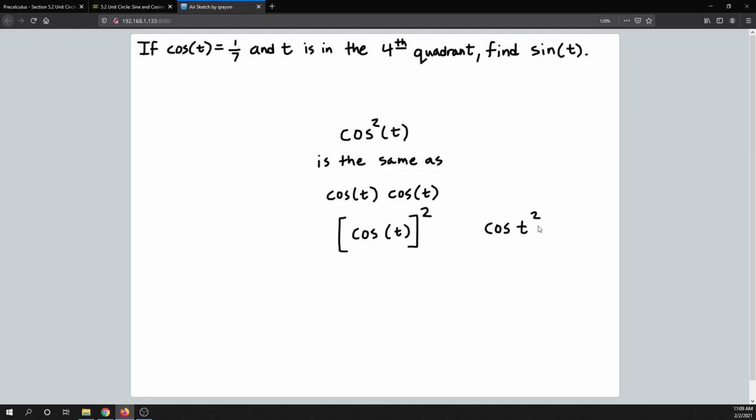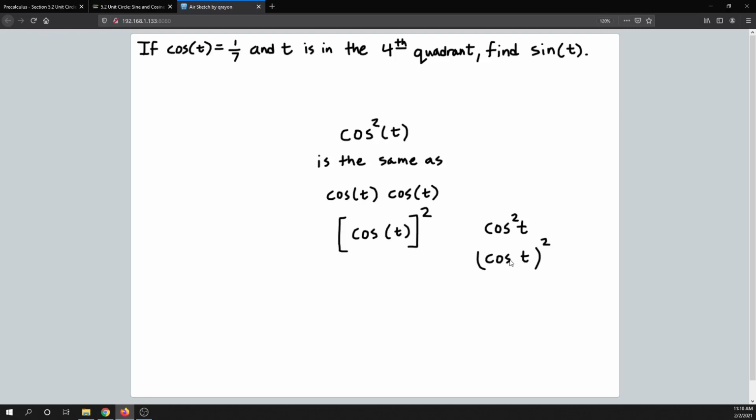A lot of times you'll see people write it like this, which would be acceptable, and now people would know that it means cosine of t times cosine of t. The other way you would see people write it is by putting an extra set of parentheses around it, which means cosine of t times cosine of t. When I'm teaching this, I just like to put the parentheses around the argument. I don't really like this notation when you're first learning this.